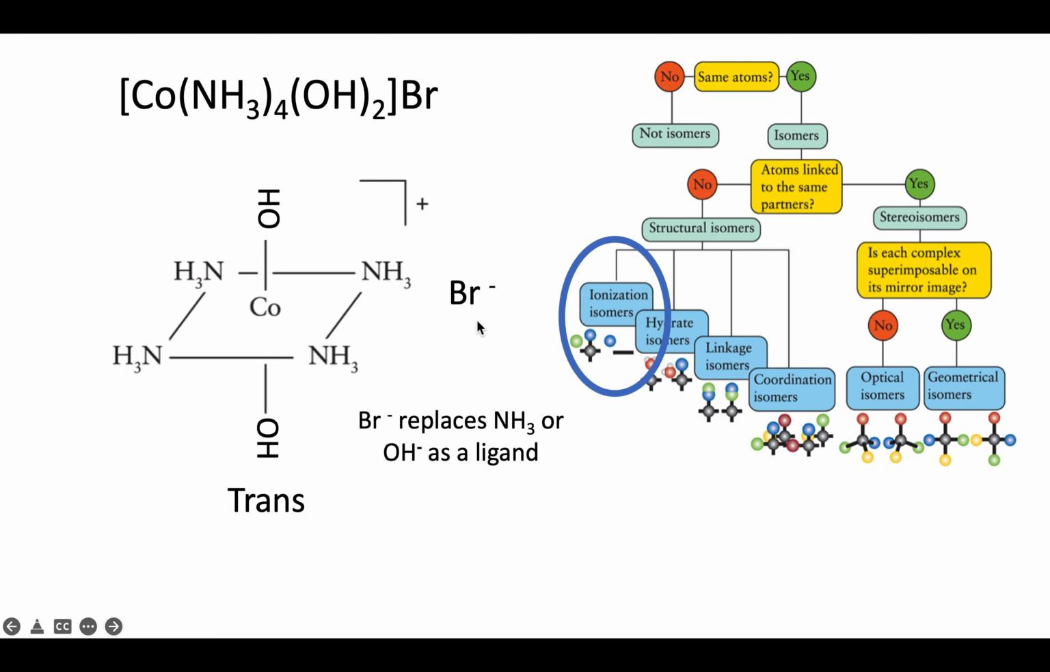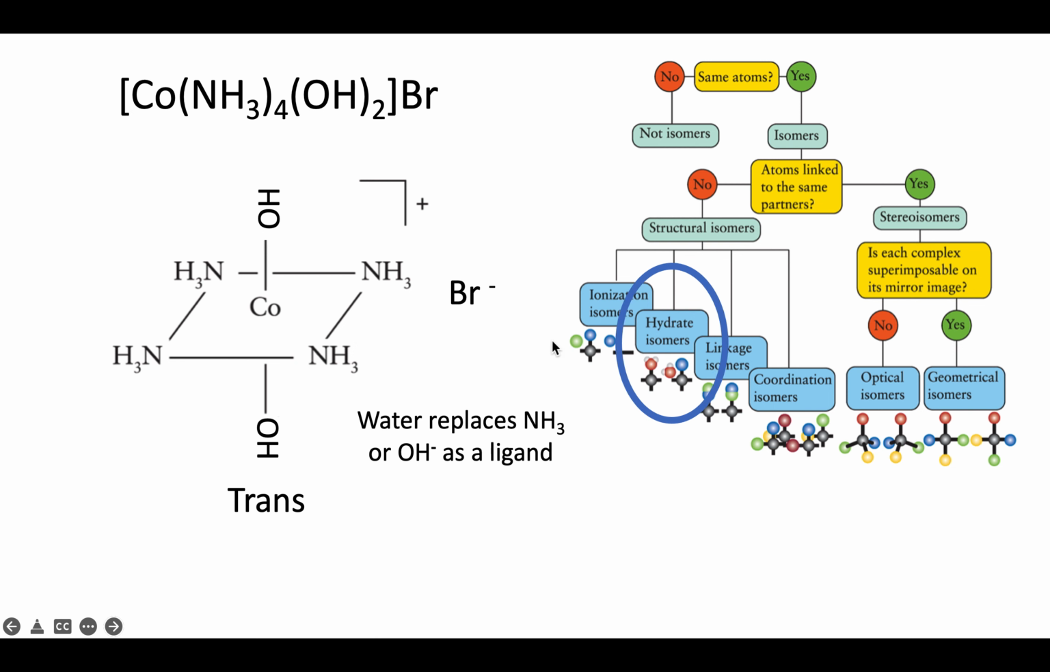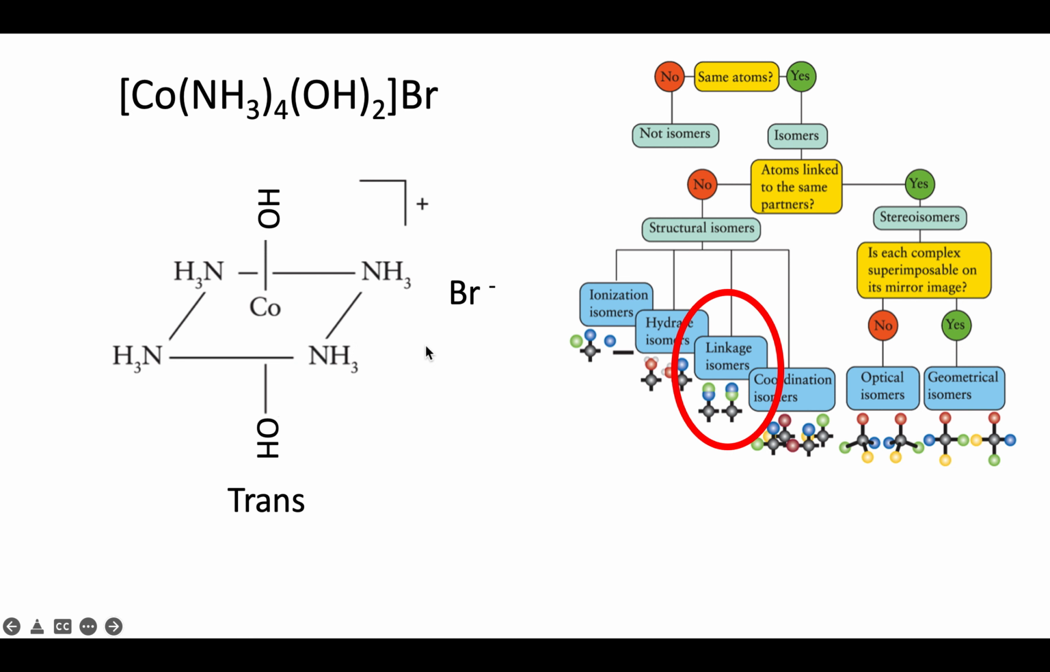If we're looking at different types of isomers that we could have, if we had the bromide replace one of the ligands like the ammonia or the hydroxide, that would be an ionization isomer. Hydration would have water replacing one of the ligands. A linkage isomer, I don't think that's possible.